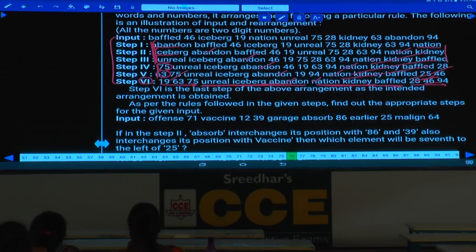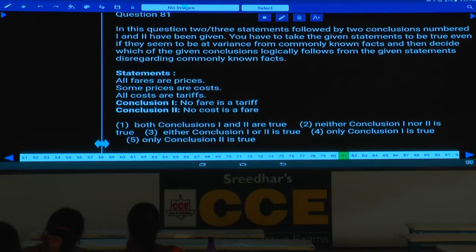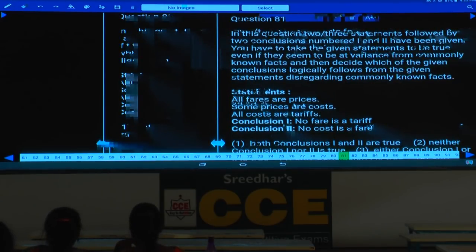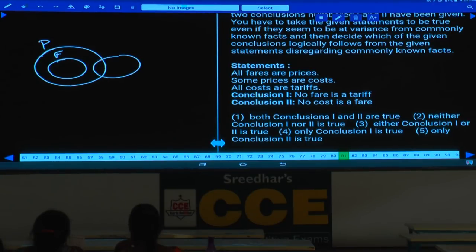Then 81 to 85. Now in these question numbers 81 to 85, what is the information here? Question number 81, all fares are prices, some prices are cost, and all costs are tariff. Then first one, no fare is tariff.